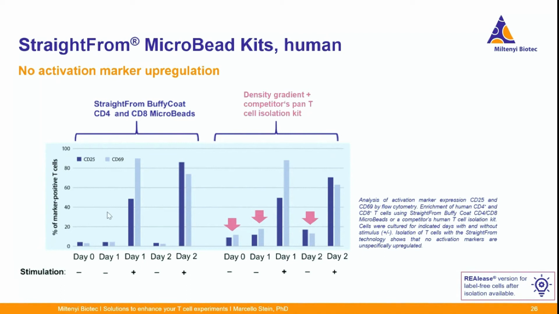However, when activated on purpose using the T cell activation and expansion kits, the cells highly upregulate CD25 and CD69, showing their full biological functionality. Cells that were isolated by density gradient centrifugation, followed by a competitor's untouched pan-T cell isolation, instead showed higher activation marker expression from the beginning on directly after isolation and 1 or 2 days later, and consequently may not be efficiently activated in downstream applications such as polyclonal or antigen-specific activation.